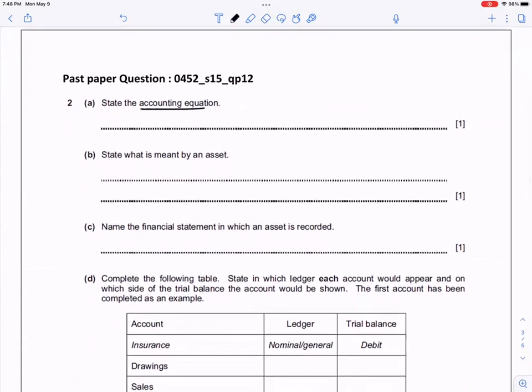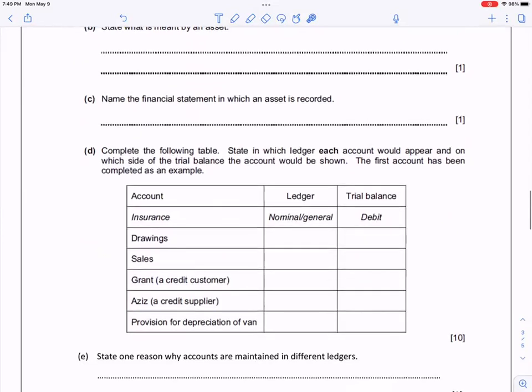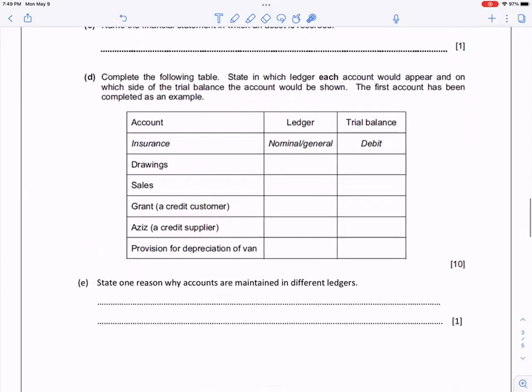Can you give me the accounting equation? Capital plus liability is equal to assets. What is an asset? Asset is the properties owned by the business, amount yet to be received. State the financial statement in which you record your assets. Balance sheet, statement of financial position.